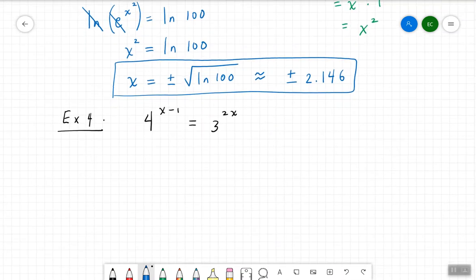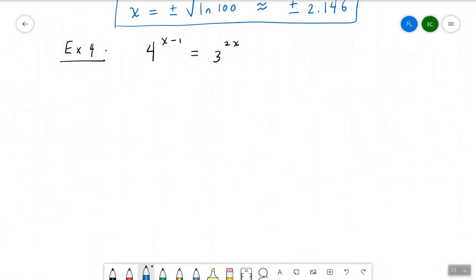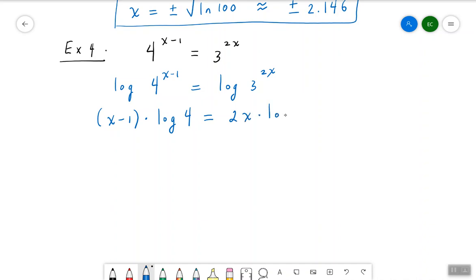So let's go ahead and have a look. So again, we'll start out like we did in the previous video. In examples 1 and 2, we'll take the common log of both sides. And then that allows us to bring the exponent down in front. We're going to have parentheses around x minus 1 in order to hold it together as that factor being multiplied by the common log of 4. On the other side, you have 2x multiplied by the common log of 3.